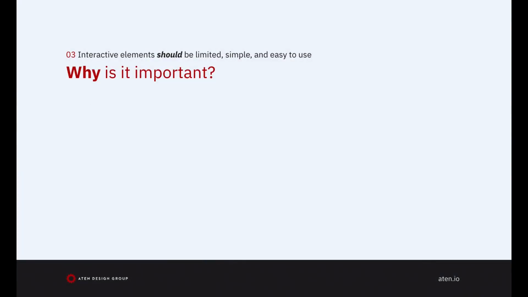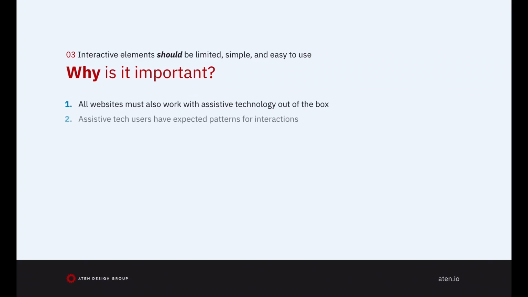So why is it important? Well, all websites must also work with assistive technology out of the box. It is illegal to have a separate website that is better suited for assistive technology. And more importantly, you cannot rely on accessibility widgets because those will not help you. That is a whole other rant I can go into after this if you want to listen, but those accessibility widgets will not help you. Your site should work out of the box.